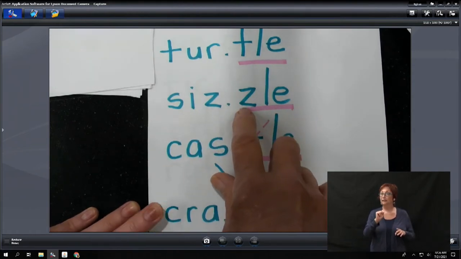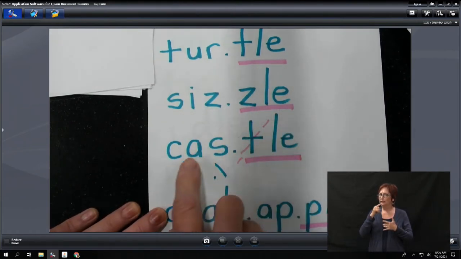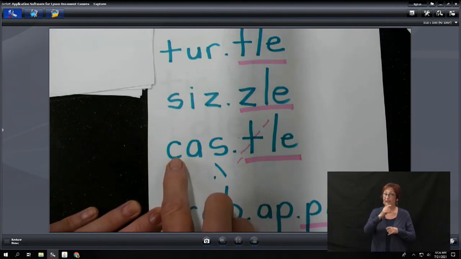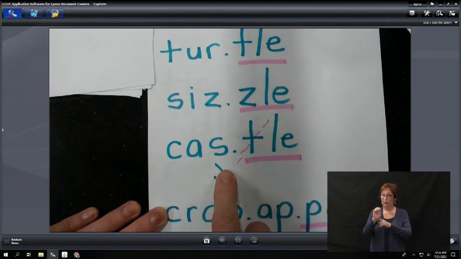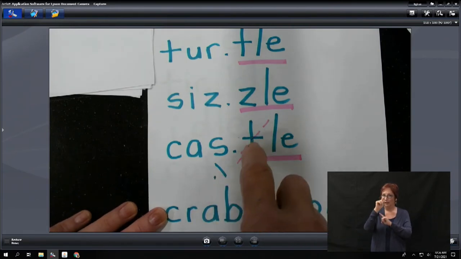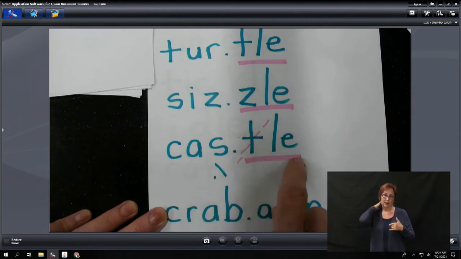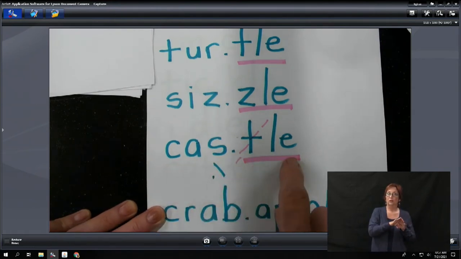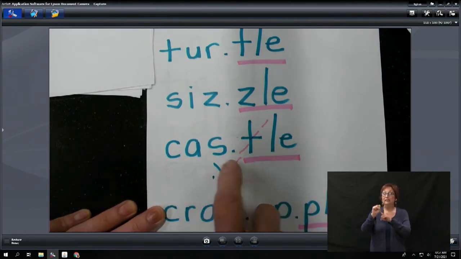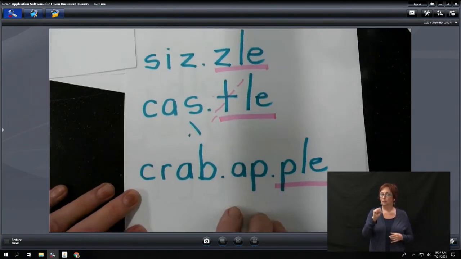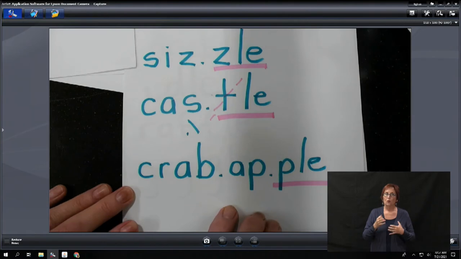Sizz, how do I say this one? Zull. Sizzle. Okay, here's that tricky one. Castle. I marked off the T because it's silent, but it's ol for this one. And so I've got closed, ol. So it's castle. So can you say soul? Soul.